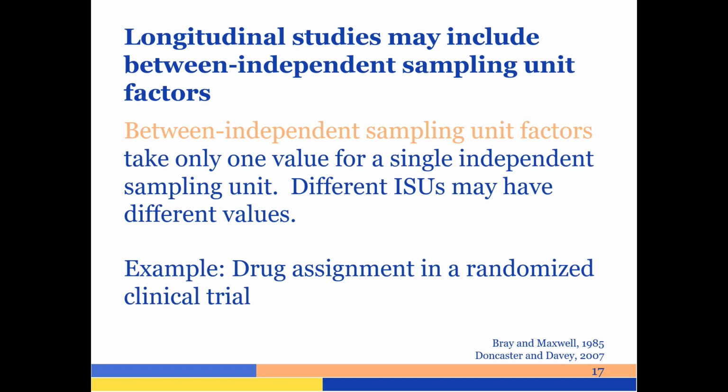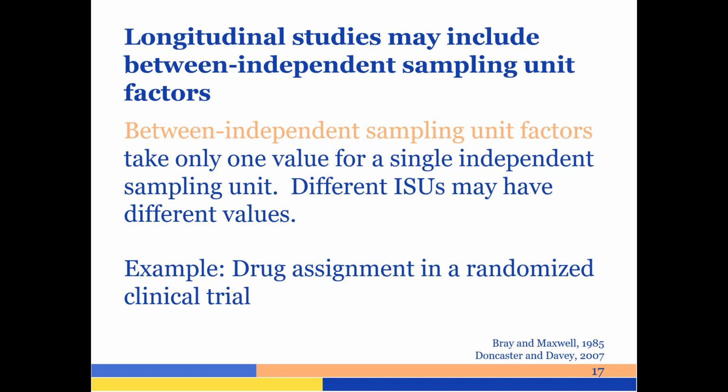While longitudinal studies always have a within factor, they may also have, but do not have to have, a between factor as well. Between independent sampling unit factors are those that take on only one value or measurement per independent sampling unit. Between factors are looking at differences between different independent sampling units, while within factors are looking at different values within the same independent sampling unit.